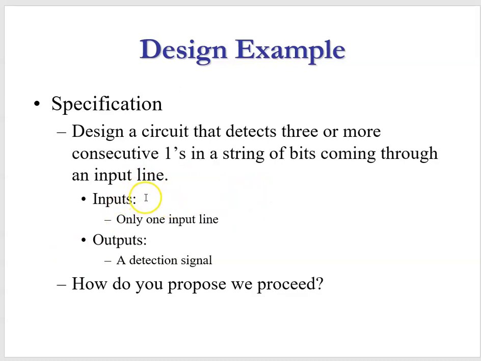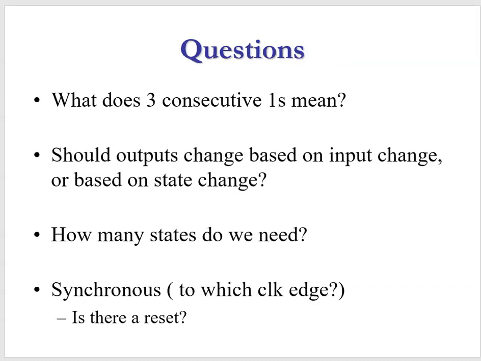So we ask the questions, how many inputs? It says, well, just one input line, so I guess there's just one input, and we want to detect it, so we could use one output signal to show that detection. We have to decide whether the output signal being high or low means detection or not. So at this point we have to think about how to proceed, and I sort of gave a clue. The proceeding is about asking the questions.